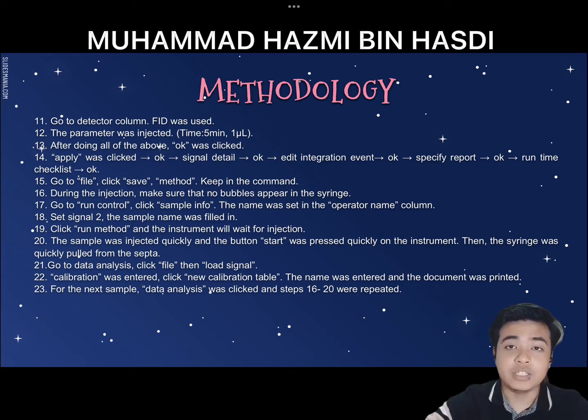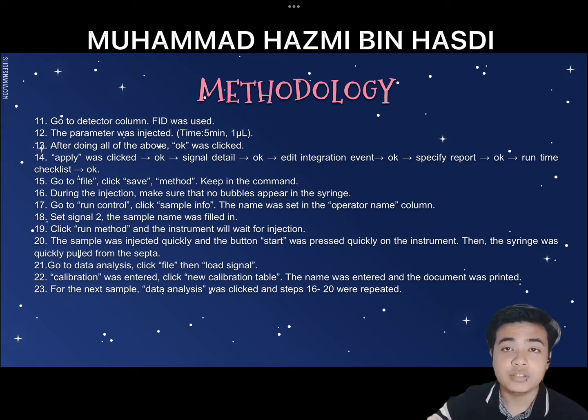After that, during the injection, make sure that no bubble appears in the syringe. After that, go to run control, click sample info, and then the name was set in the operator name column. Set signal number 2, the sample name was filled in. After that, click run method and then the instrument will wait for injection. Then the sample was injected quickly and the start button was pressed quickly on the instrument. Then the syringe was quickly pulled from the receptor.